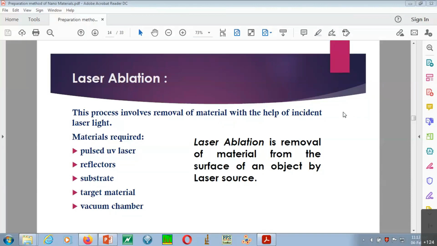I have just discussed, some of you said that you have missed the earlier lecture. So we just discussed the first method, ball milling. It's very simple. There are two wheels basically, rotating in the opposite way, just like your ghanti.